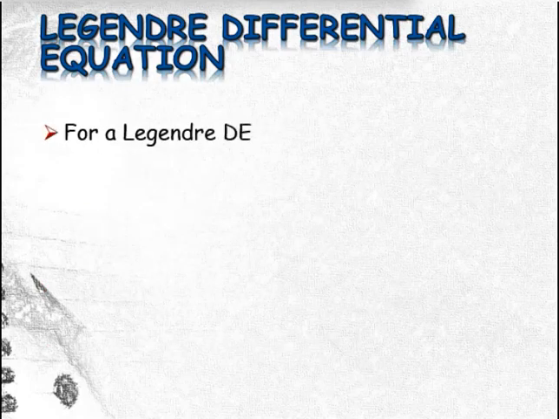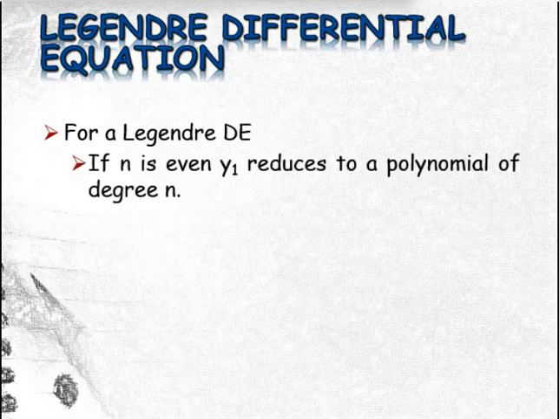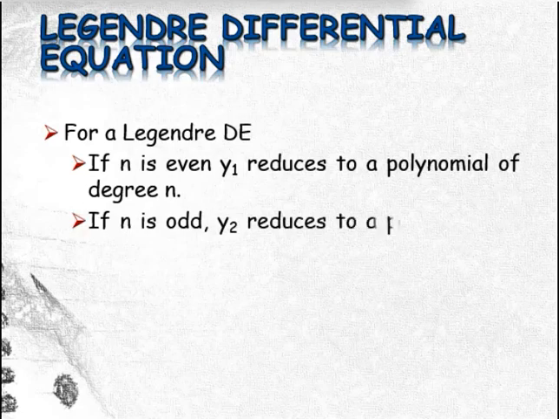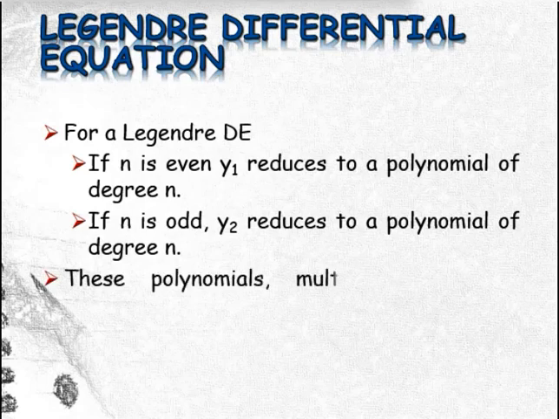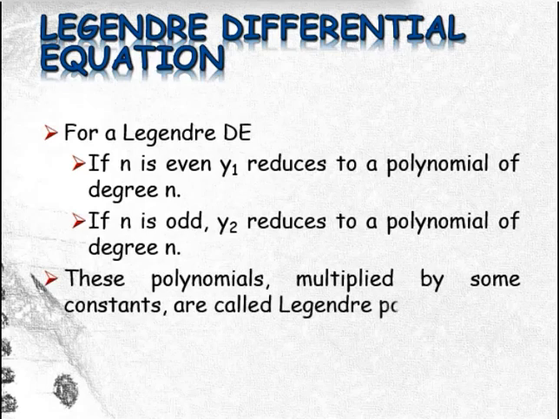So based on the two examples, we can have the following generalization. For a Legendre differential equation, if n is even, then y sub 1 reduces to a polynomial of degree n. While if n is odd, y sub 2 reduces to a polynomial of degree n. And also, we say that these polynomials multiplied by some constants are called Legendre polynomials.